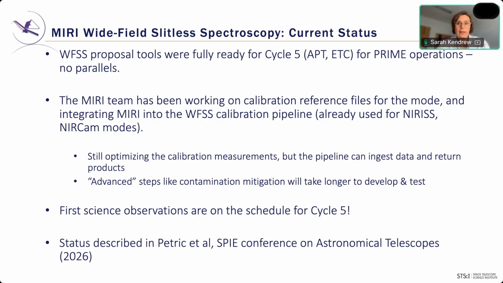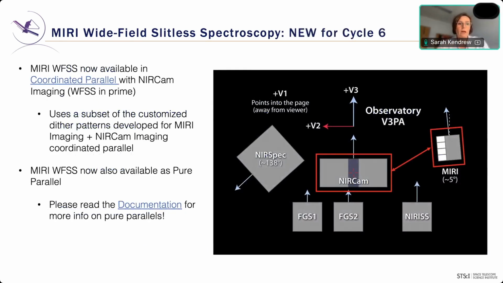The new thing is that for cycle 6, we are also enabling the wide field slitless spectroscopy mode in parallel. For cycle 5, it was only available as prime. We now have it available as a coordinated parallel with NIRCam imaging: the MIRI wide field slitless prime plus NIRCam imaging in parallel. I'm showing here on the slide a diagram of the focal plane for the whole observatory. As a reminder, with coordinated parallels, if you observe with two instruments at the same time, you're not looking at the same field. They are separated.